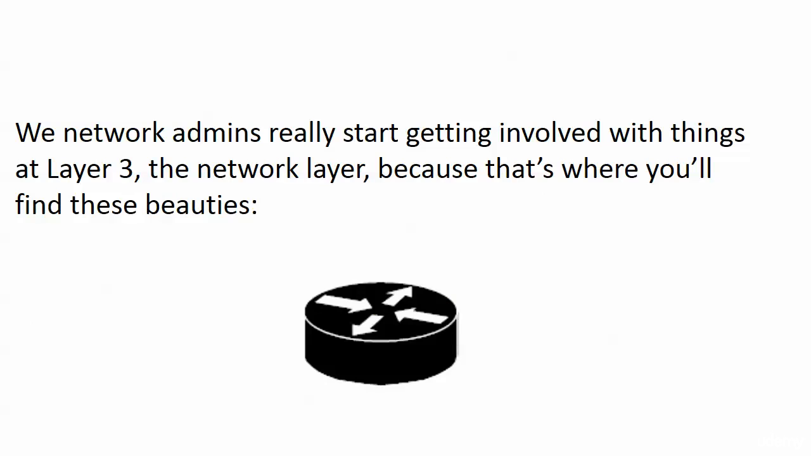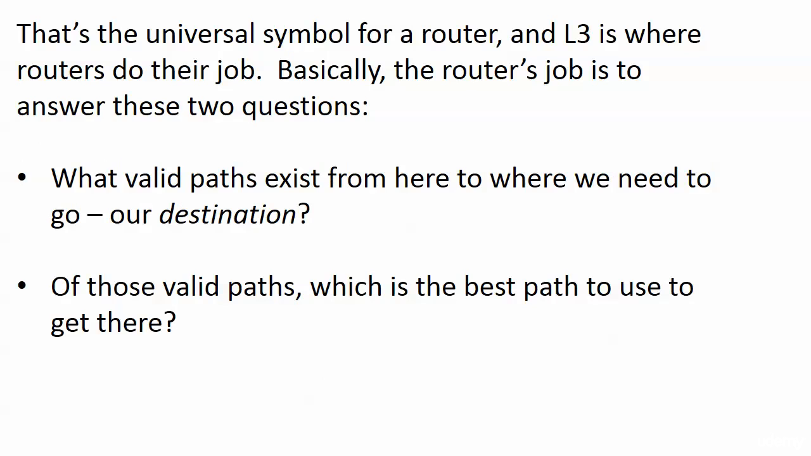And we're going to be working with this beauty a lot, because this is where, pardon me, you and I, as those network admins, really start getting involved with things, because we're now at layer 3, the network layer, and that's where we find this little round cylinder type thing with 4 arrows on top, and that is the universal symbol for a router. For those of you new to Cisco exams, you would be expected to know what that is from sight if they gave you a diagram, and certainly you would be able to do that.